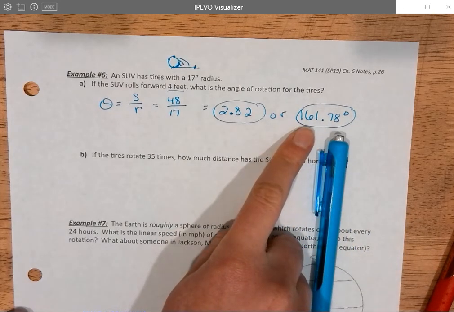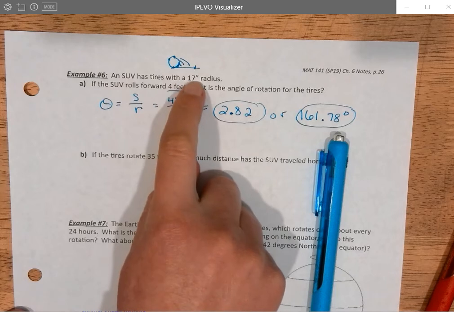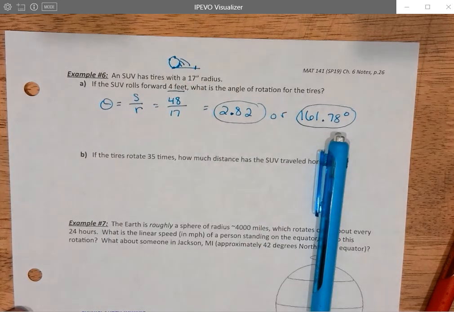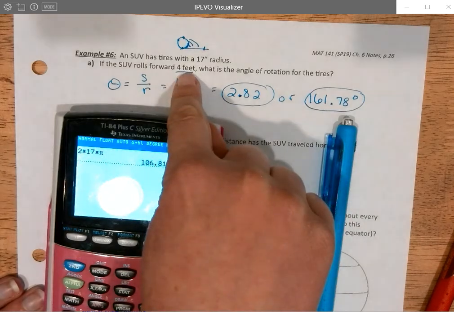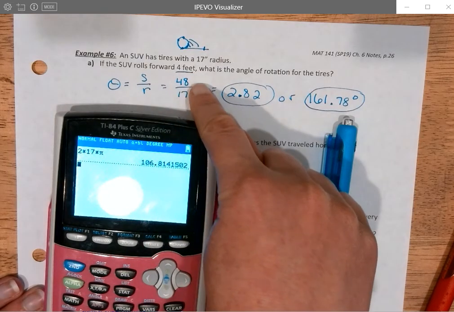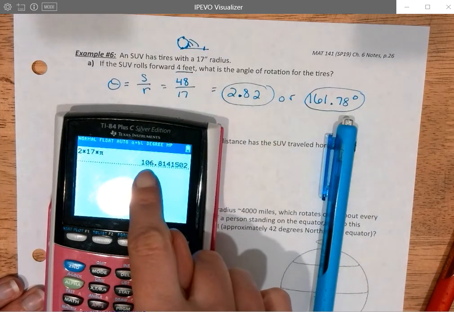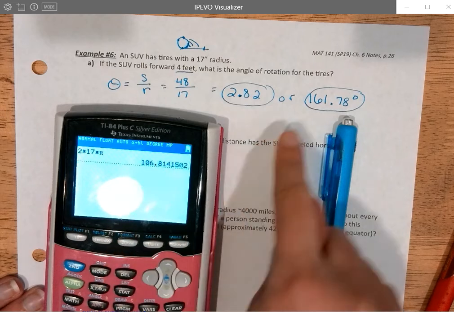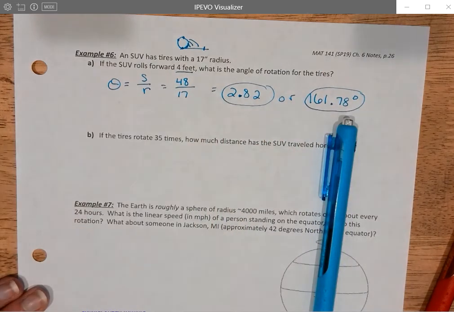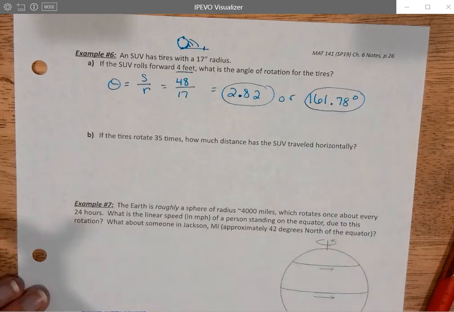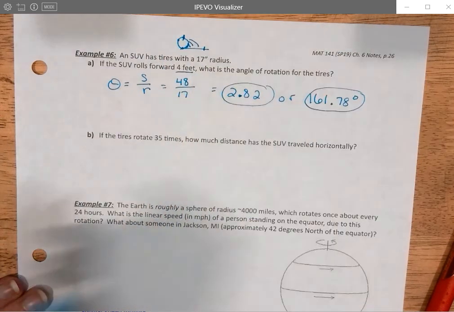To see if this makes sense, let's compute the circumference of this circle. The circumference of a 17-inch circle is going to be 2 times 17 times pi. So the circumference is 106 inches, and we've only gone 4 feet, which is 48 inches. So we have not gone around the whole circle. We've gone a little less than half, and 180 degrees is a little less than half. So that's our angle, if that makes sense. Okay. So our angle is a little less than halfway around the tire. So we're up here somewhere when we stop.